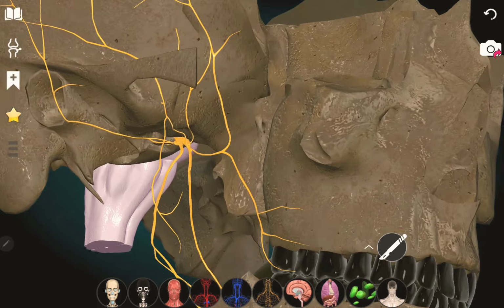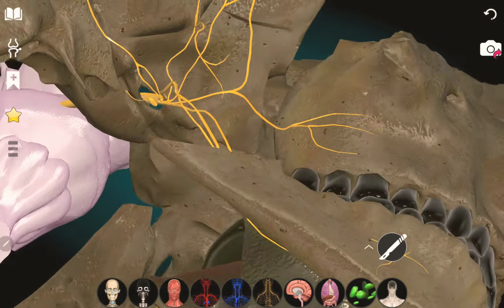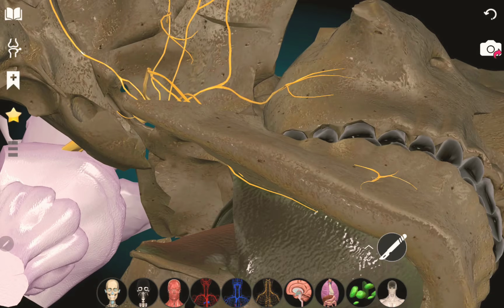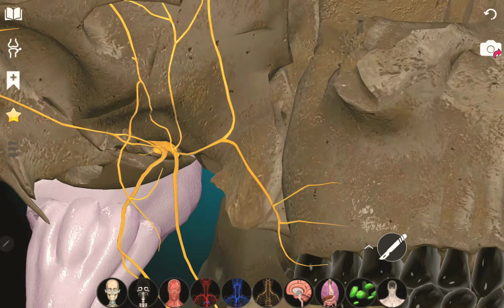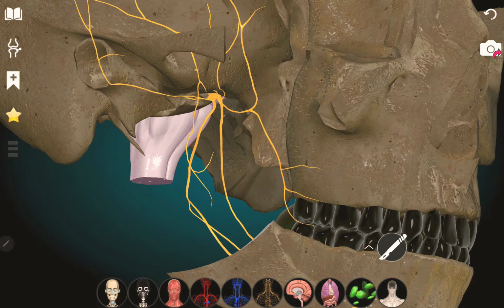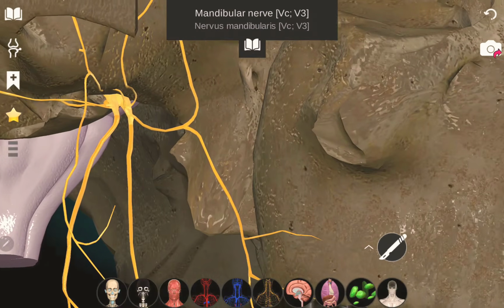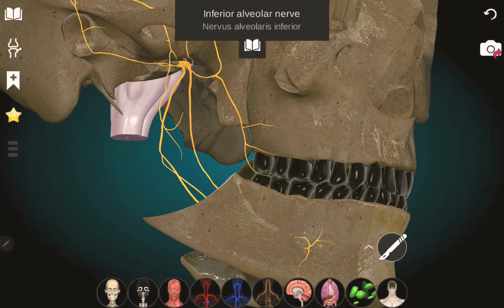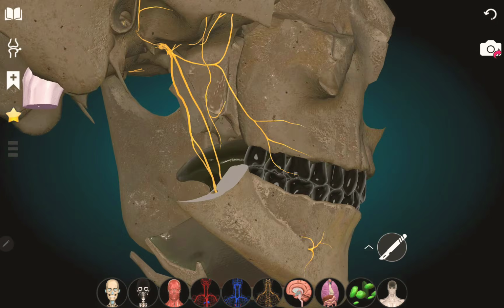Guys, that's the third division of the trigeminal nerve, which is the mandibular nerve. It gives off, first, the nerve to medial pterygoid, and then it gives off the anterior division. As you can see, there are two divisions, the anterior division and the posterior division. The anterior division gives off the deep temporal, lateral pterygoid, masseteric and the buccal.